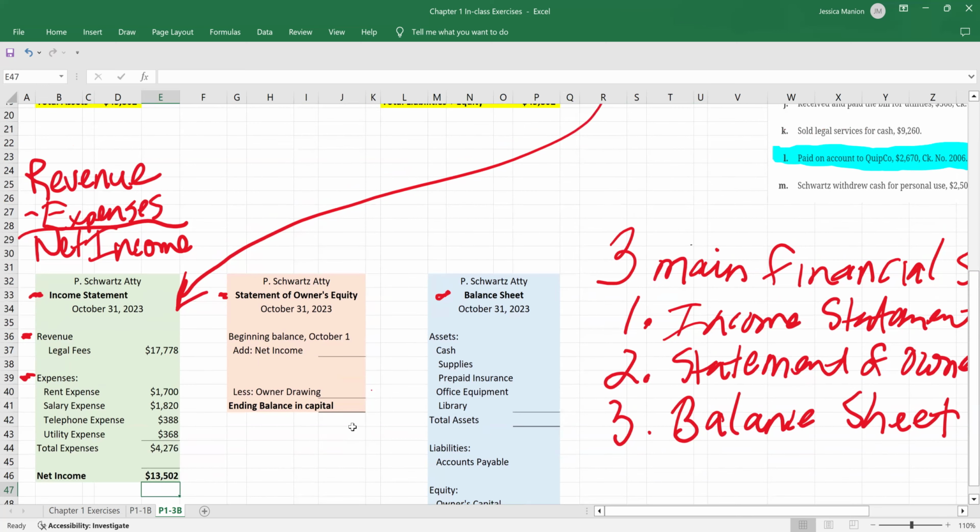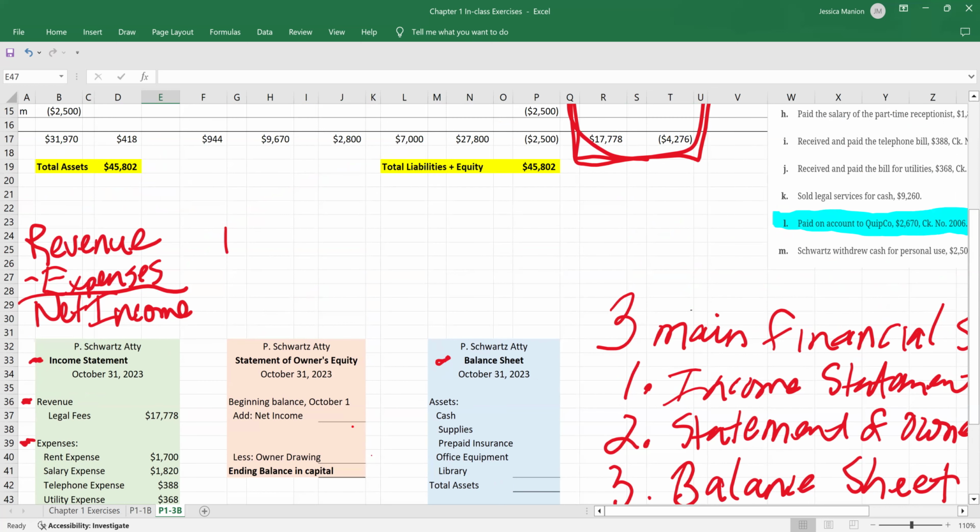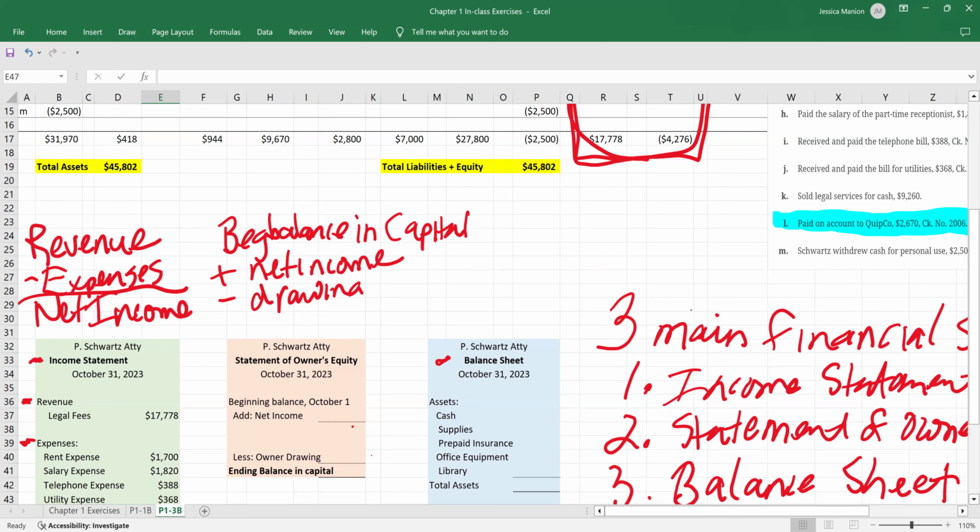The next one is our statement of owner's equity, okay? And so our statement of owner's equity, the formula for this, we've got beginning balance, and I'll be a little bit more specific. We can say beginning balance in capital plus net income minus drawings or owner withdraws equals ending balance. That's our formula for our statement of owner's equity. And of course, we're getting net income from our income statement, right? So that net income from our income statement flows to the statement of owner's equity as we are about to see.